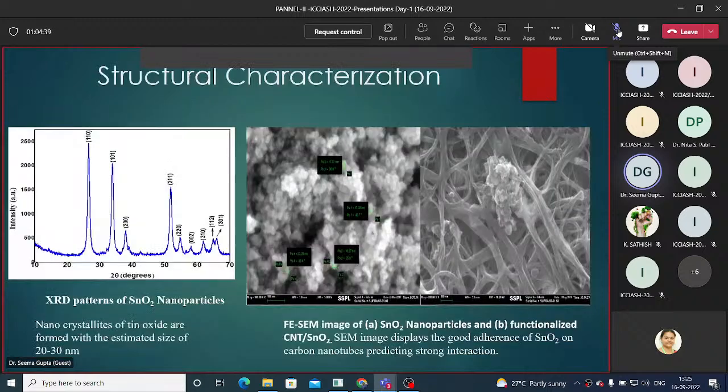This is the structural characterization. The left-hand side picture shows the XRD, and the size of the nanocrystallites was in the range of 20 to 30 nanometers. The right side shows the FE-SEM image of the tin oxide nanoparticles and functionalized CNT SnO2.